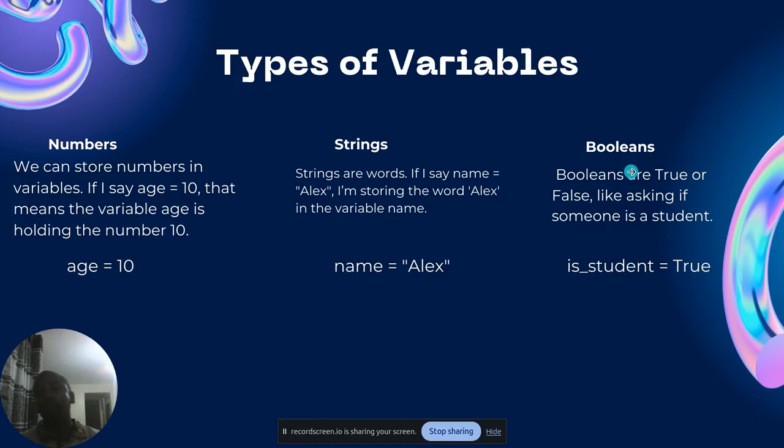Let's go to the other one, booleans. So booleans are either true or false. For example, if Alex is a student, then true. If Alex is not a student, then false. So those are the three types of variables that we have.